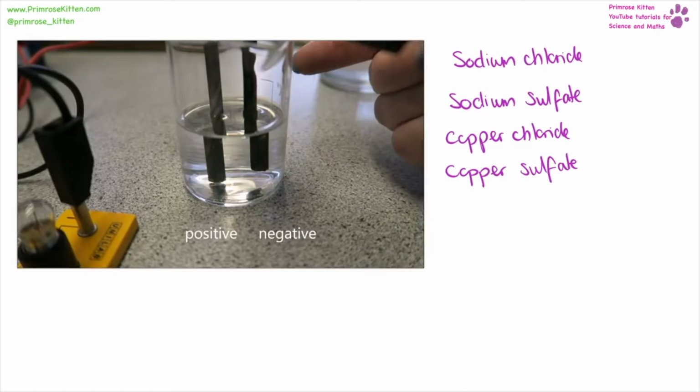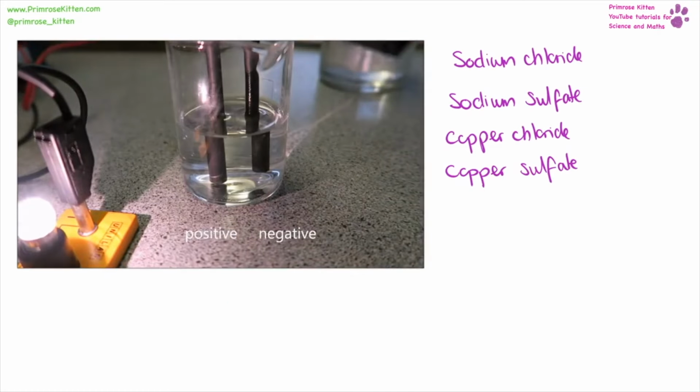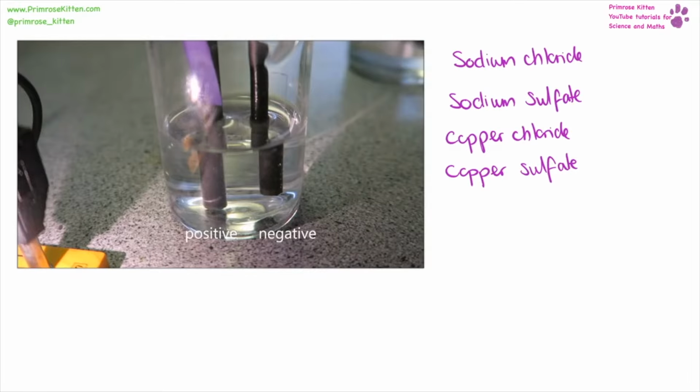The common setups for electrolysis that you need to know are sodium chloride, sodium sulfate, copper chloride, and copper sulfate.